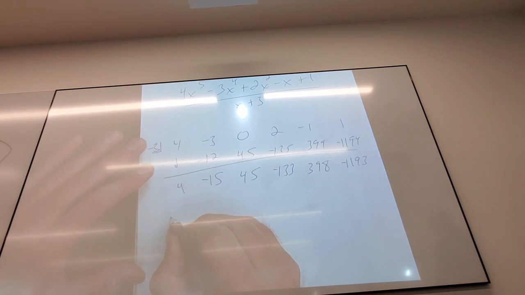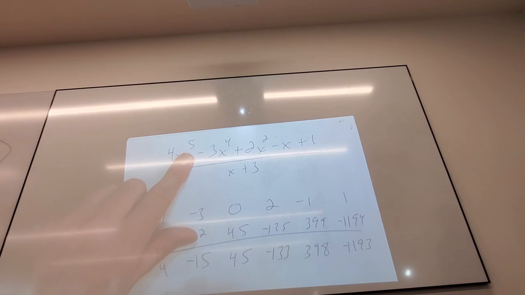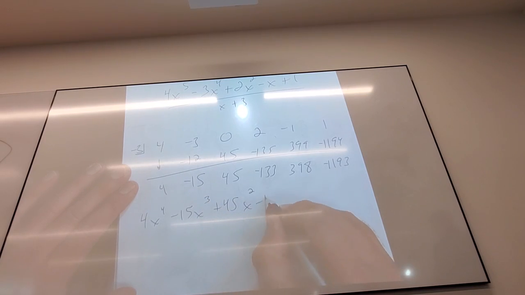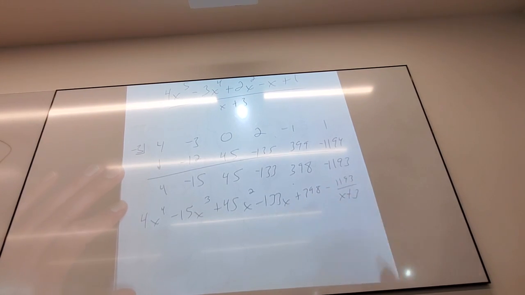Alright, so let's see. What do we got here? What power am I going to start off with? 4. Yeah, because it's a fifth divided by x, so we start with x to the fourth power: 4x^4 minus 13x cubed plus 45x squared minus 133x plus 398 minus 1193 over x plus 3. Kick ass.